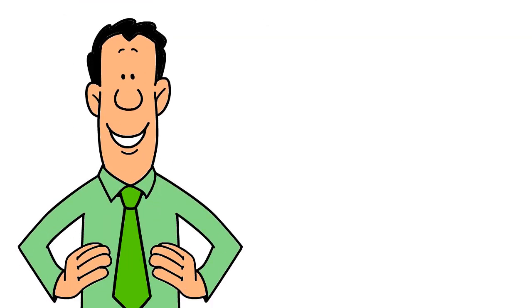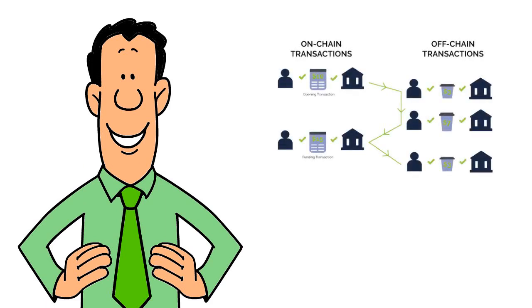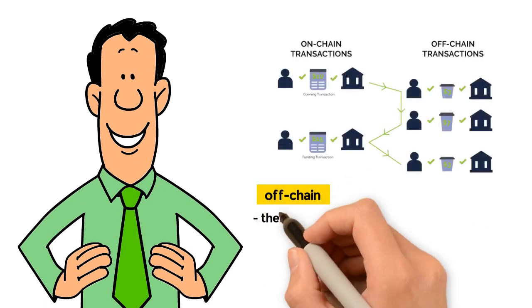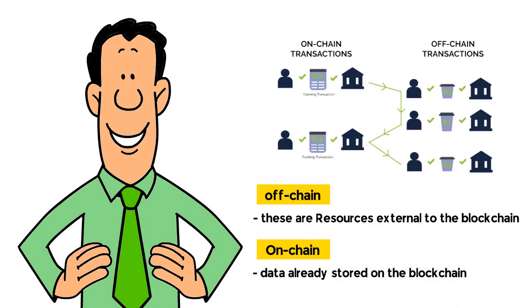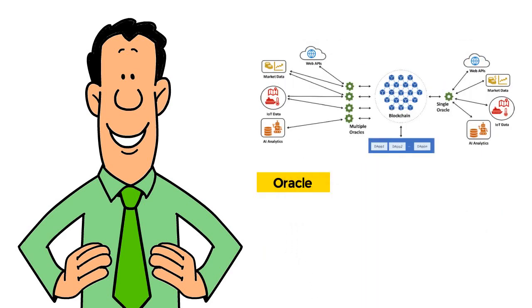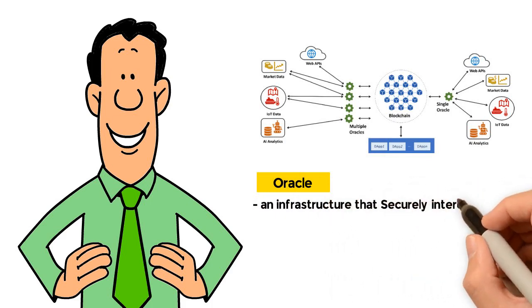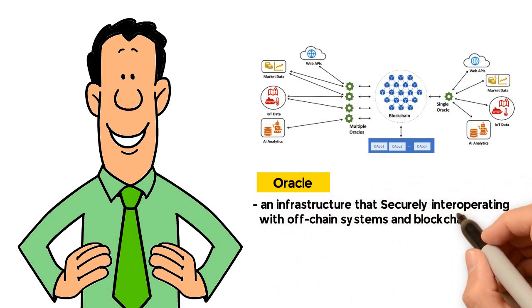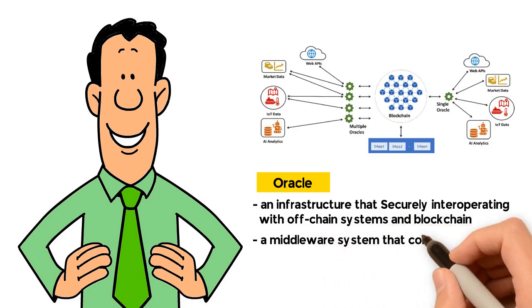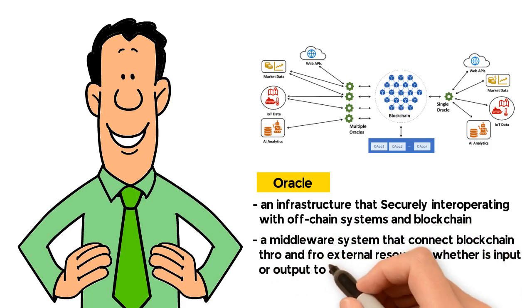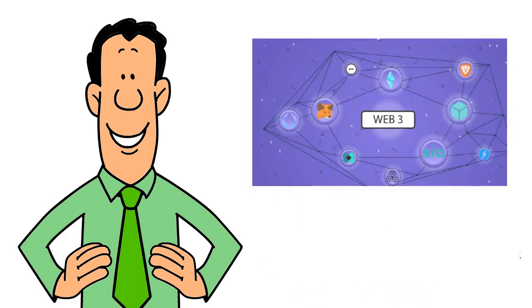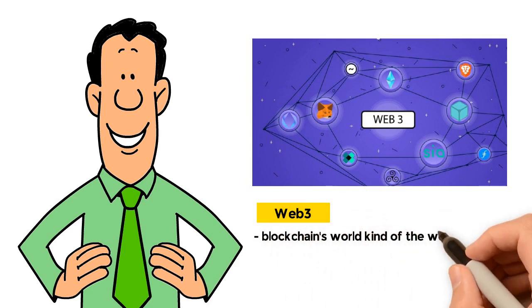Let's get started. There are some keywords to understand here. 1. Off-chain. These are resources external to the blockchain. 2. On-chain. These is data already stored on the blockchain. 3. Oracle is an infrastructure that's securely operating with off-chain systems and blockchain. Oracle is a middleware system that connects blockchain to and fro external resources, whether as input or output, to and from blockchain. 4. Web3.